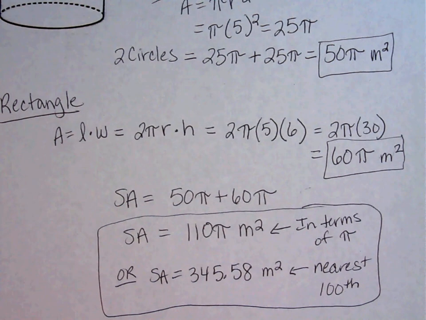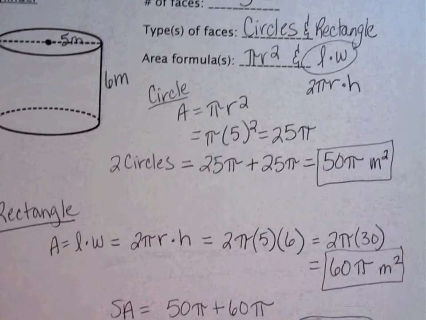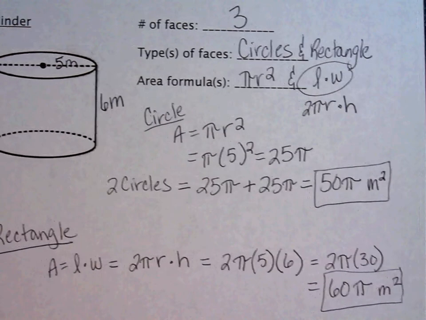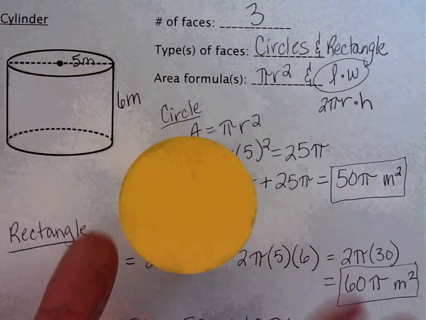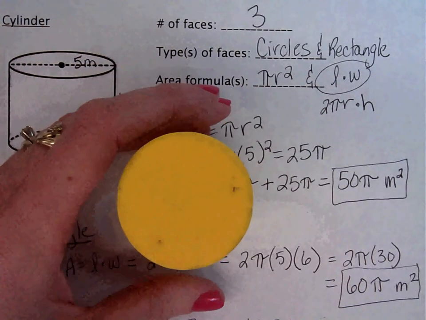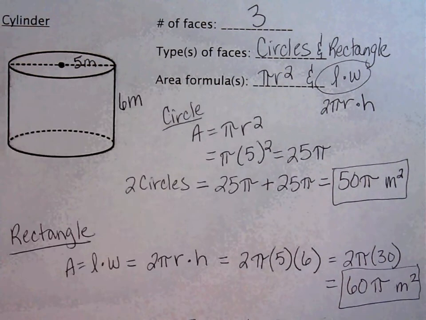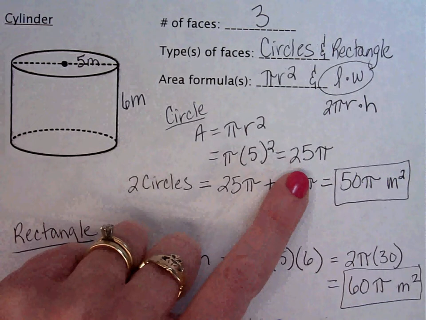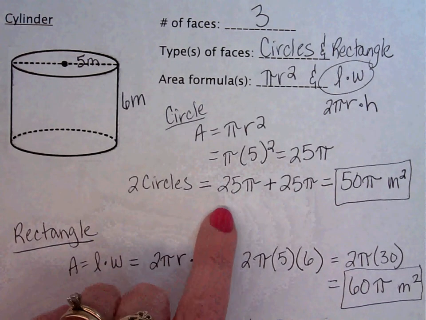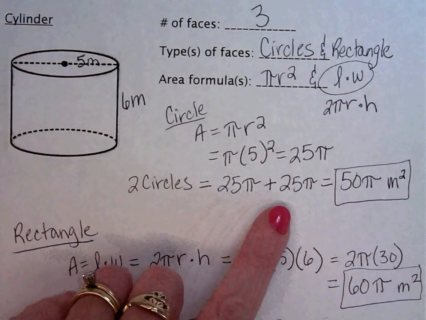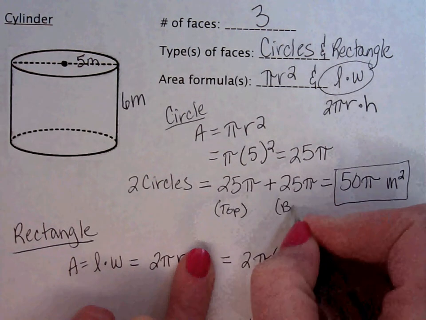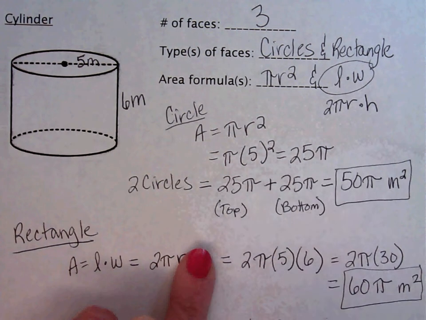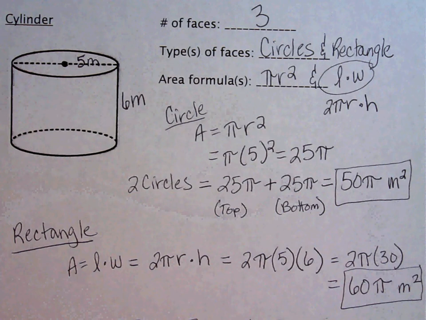So I hope that helps. Feel free to rewind it again, but just to recap really fast, my cylinder has two circles, one on the top and one on the bottom. So I just used the circle formula, and I got 25 pi. And then once I did that, because there's a top and a bottom right here, top, bottom, well then I know that it's going to be 50 pi.